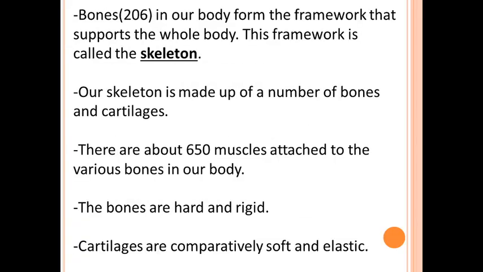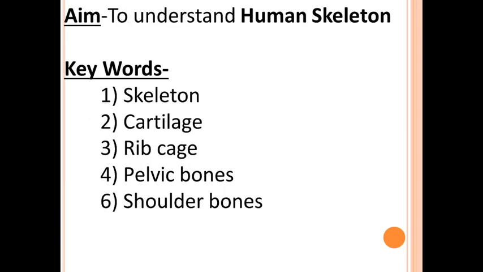So see what we have learned. We have completed our second session, in which we learned about the human skeleton. Then four parts are there: skull, rib cage, your backbone, and your arms and legs. One by one, in detail, we have learned that.